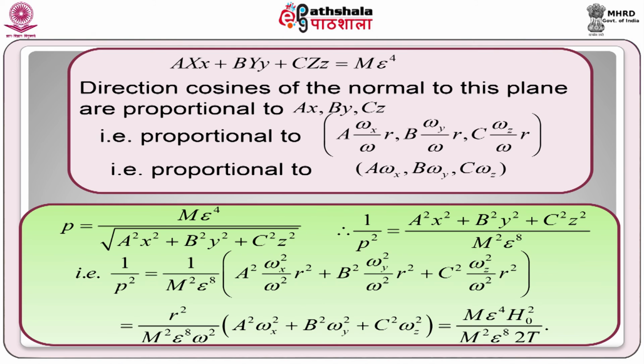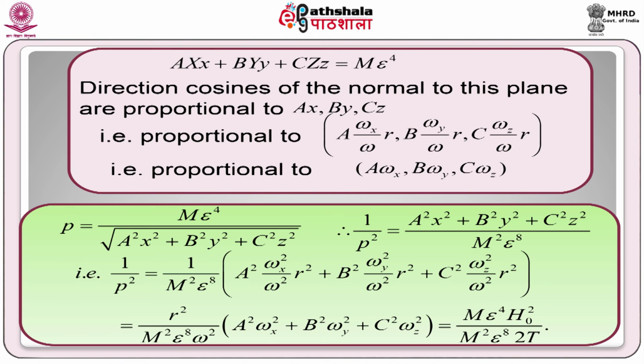That is proportional to capital A, we have substituted the value of x here. Substituting the value of y, we get this one. Substituting the value of z, we get this one. That is proportional to capital A omega x, capital B omega y, capital C omega z, since omega and r are proportional. Therefore, the tangent plane is an invariable plane and so fixed in space.